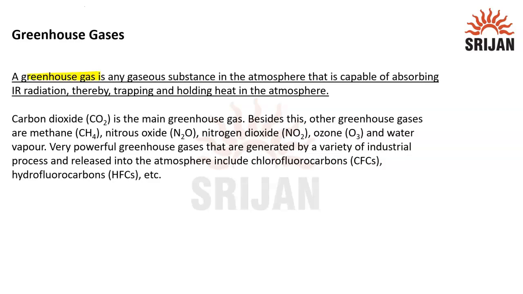A greenhouse gas is any gas or any gaseous substance in the atmosphere that is capable of absorbing infrared radiation, thereby trapping and holding heat in the atmosphere. Carbon dioxide, which is CO2, is the main greenhouse gas. Besides this, we have methane, nitrous oxide, nitrogen dioxide, ozone, and water vapor. Very powerful greenhouse gases that are generated by a variety of industrial processes and released into the atmosphere include chlorofluorocarbons, which are CFCs, and hydrofluorocarbons, which are HFCs, etc.